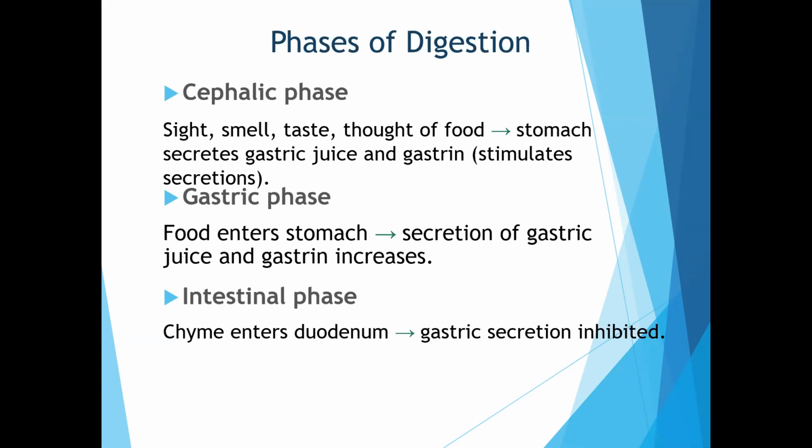We have our gastric phase. That's when food is actually entering the stomach. We're going to get an even greater increase in the secretion of our gastric juice and gastrin. And then we have the intestinal phase. Once the chyme actually enters our duodenum, our gastric secretions stop, and now it's on our small intestine to do its job in digestion.